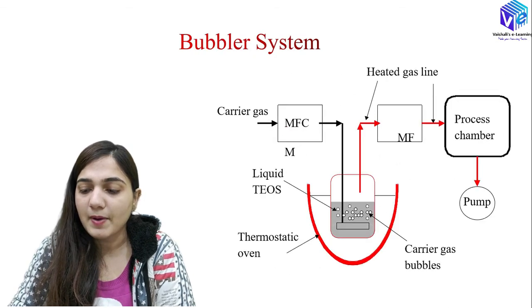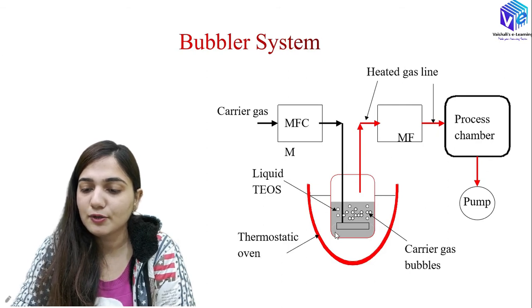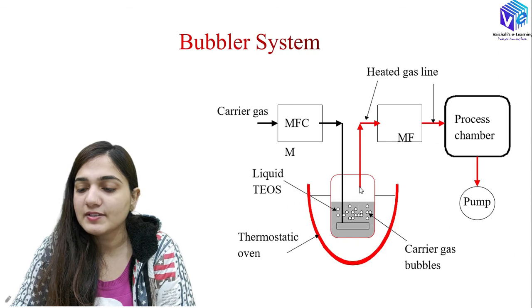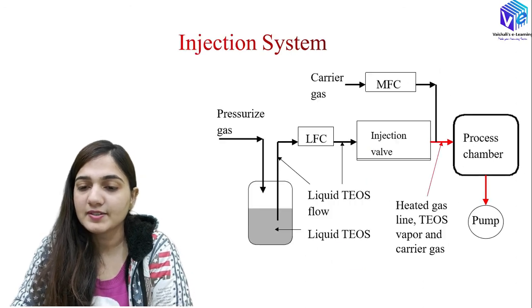Okay, so now this is the bubbler. Okay, so here you can see we have again the thermostatic oven. Here we have the liquid TEOS inside this structure. So now here I am sending the carrier gas. So the carrier gas is sent here. We are forming the carrier gas bubbles over here. Okay, so now with the help of carrier gas bubbles, the TEOS also vaporizes, and both the carrier gas as well as TEOS vapors are going to the heated gas line and the process chamber and to the pump. Okay, so this is how our bubbler system would be looking like.